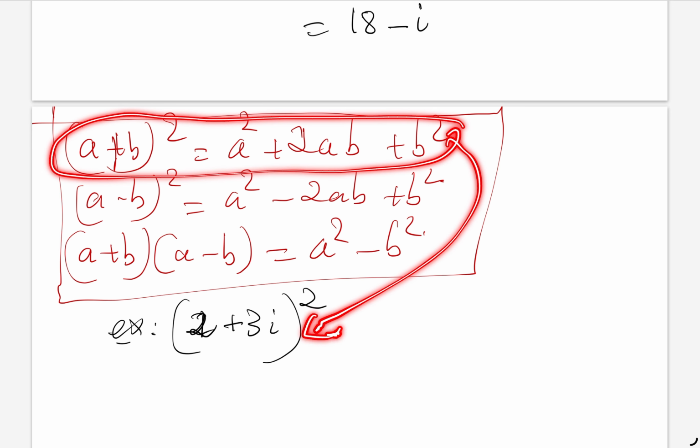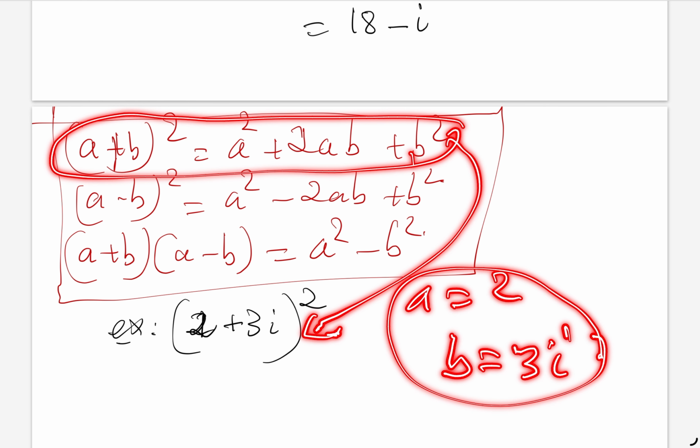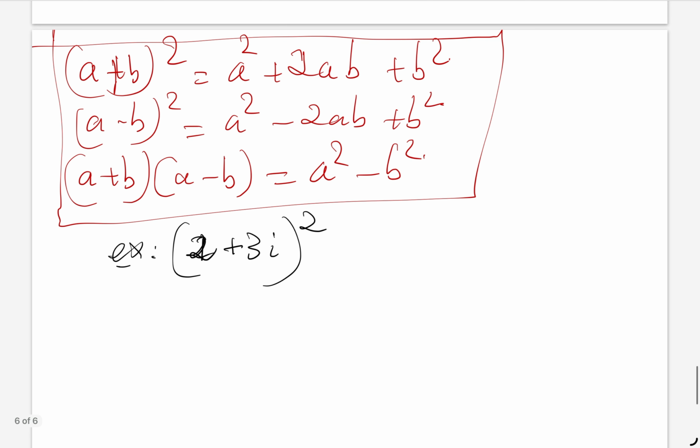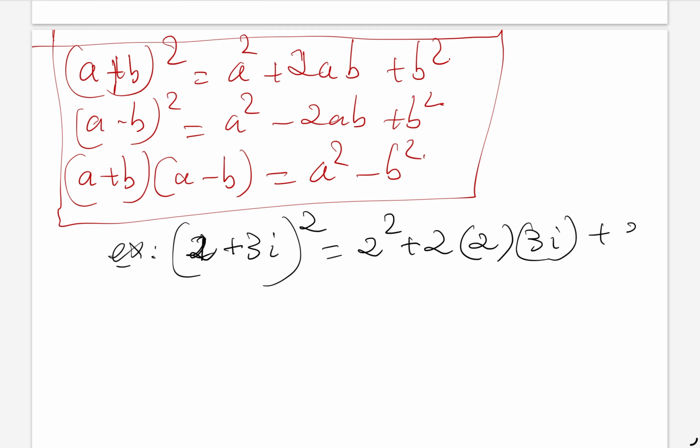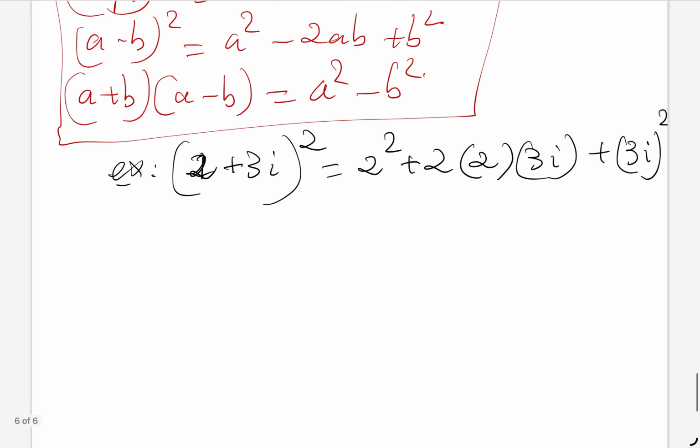By applying it, you can choose a here is 2, and the b here is 3i. That's it. Use it and replace it, and you will have it. Okay? You will have 2 squared plus 2 times a times b, where a is 2 and b is 3i, and then b squared, which is (3i) squared.